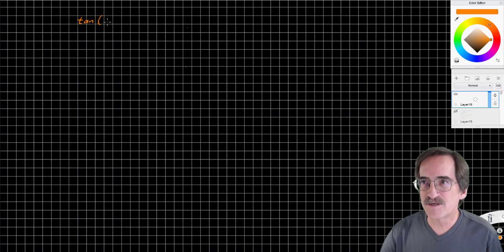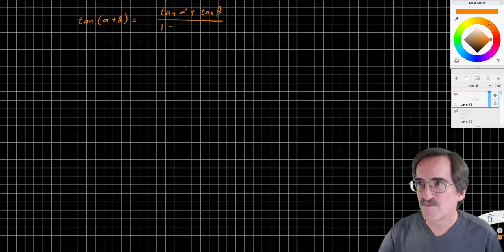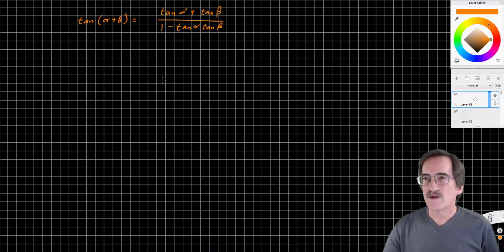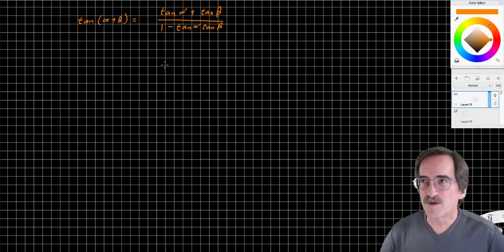We're given tangent of alpha plus beta equals tangent alpha plus tangent beta. It's really not a hard one to remember. All over 1 minus tangent alpha tangent beta. Okay? All right. So I'm going to start with it right here. I'm going to work my way backwards here a little bit with the right-hand side and see if I can end up with the left-hand side.